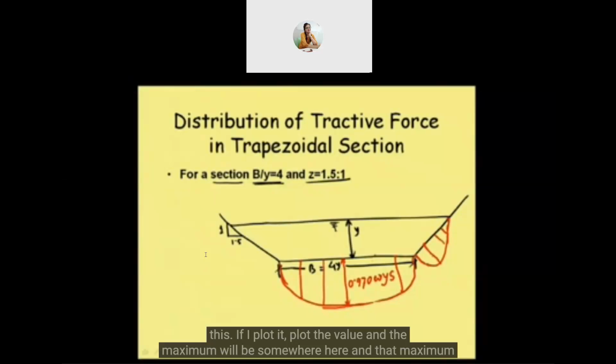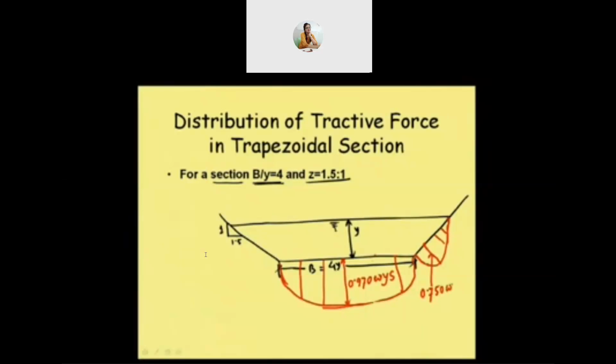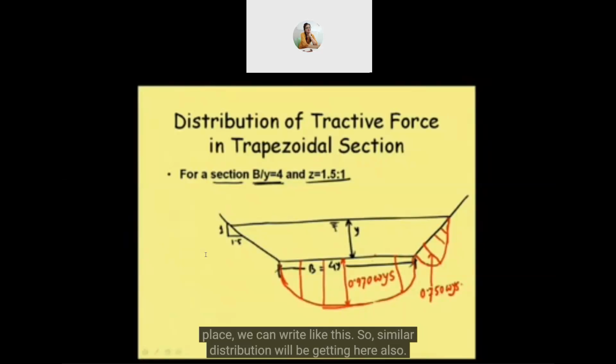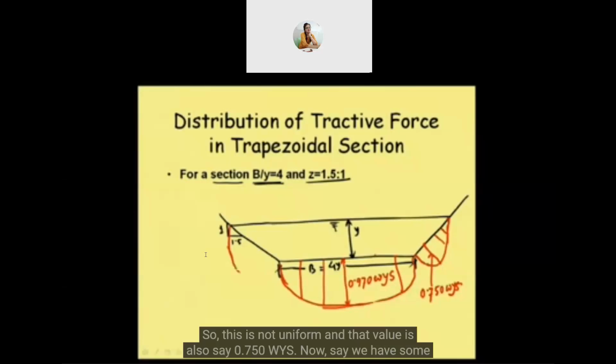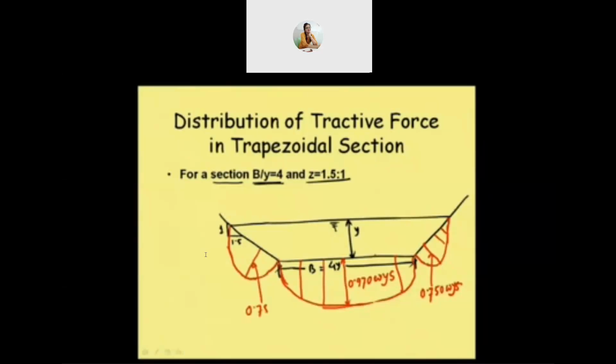And that maximum shear stress at the side is equal to 0.750 omega Y S. Writing up to three decimal places, we can write it like this. A similar distribution we will be getting here also. So this is not uniform, and that value is also 0.750 omega Y S.